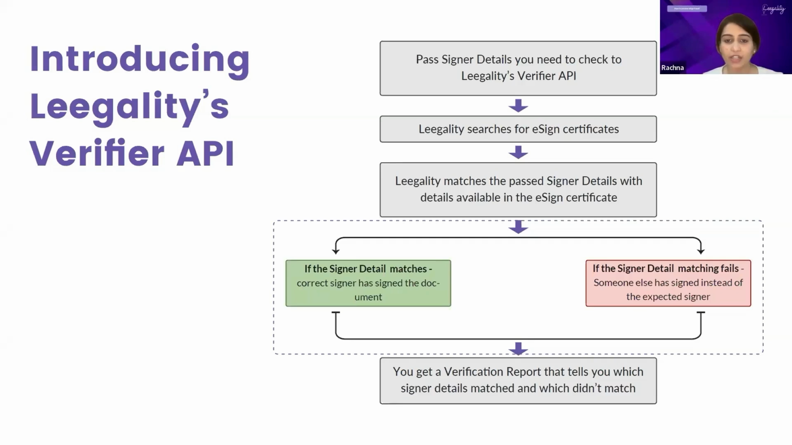And then Legality searches for eSign certificates. Our API actually tries to extract the signatures out of the document, then finds out whether the certificate issuer is valid or not, and runs multiple checks. After all the checks are run, Legality matches the passed signer details with details available in the eSign certificate. And if the details match, correct signer has signed the document, we return a green response. And if someone else has signed the document, then it was returning a cross symbol. So you also get a verification report that tells you which signer details are matched and which didn't match, like you saw. Anja, if you can just move to the next slide.